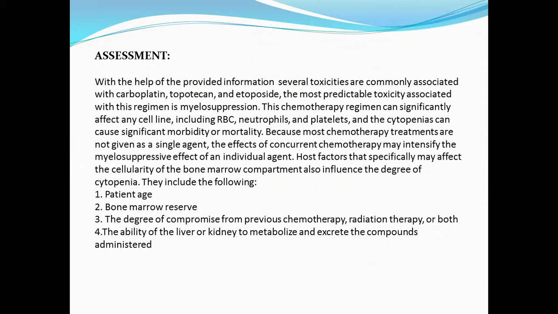Now, for the assessment, with the help of the provided information, several toxicities are commonly associated with carboplatin, topotecan and etoposide. So, the most predictable toxicity associated with this regimen is myelosuppression. As I have told you, what is myelosuppression? This chemotherapy regimen can significantly affect any cell line, including RBC, neutrophils, and platelets, and cytopenias can cause significant morbidity and mortality.